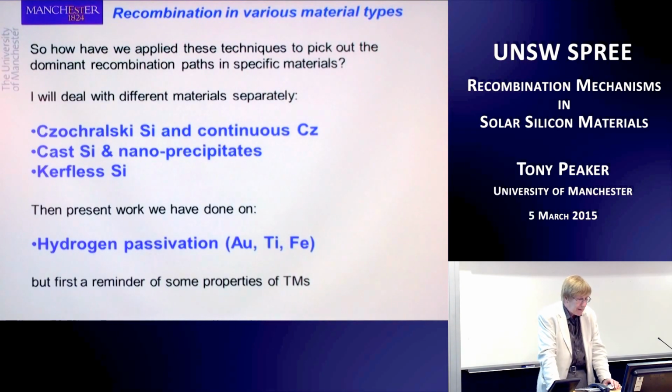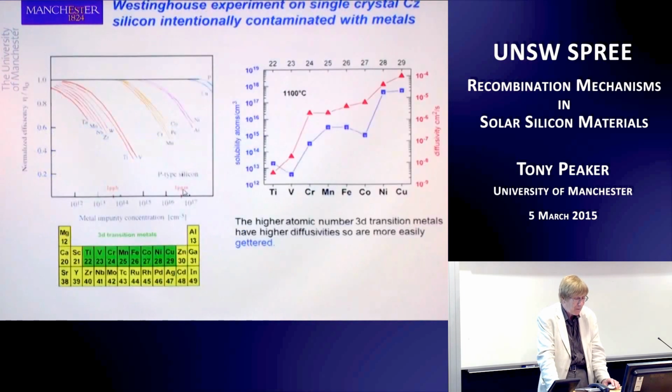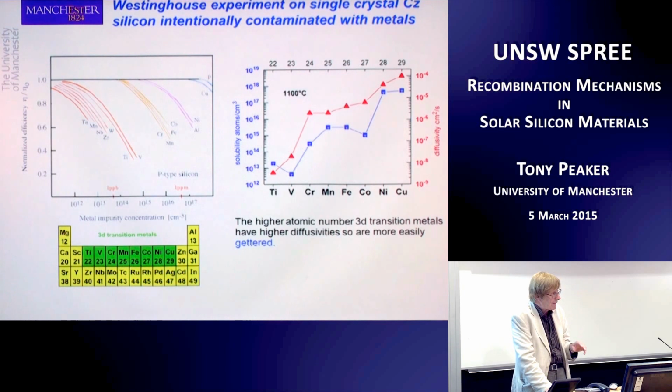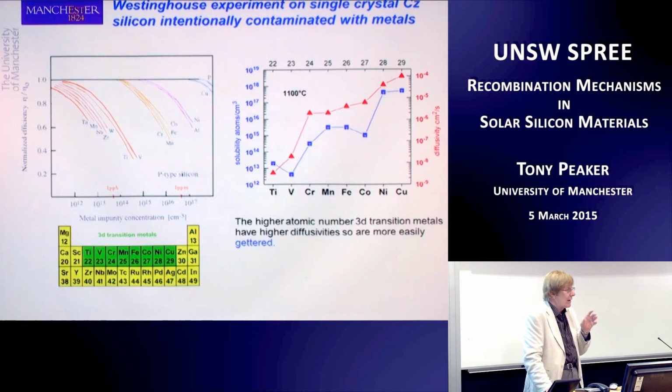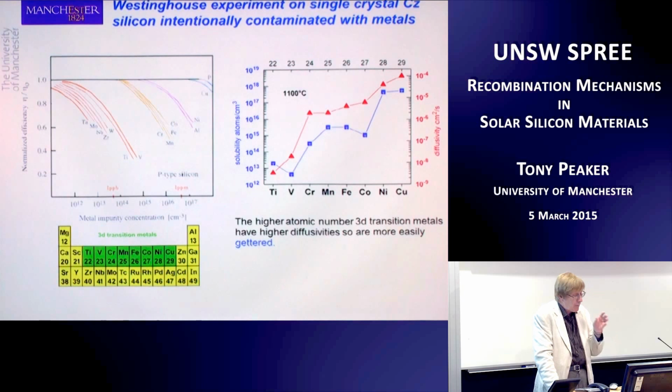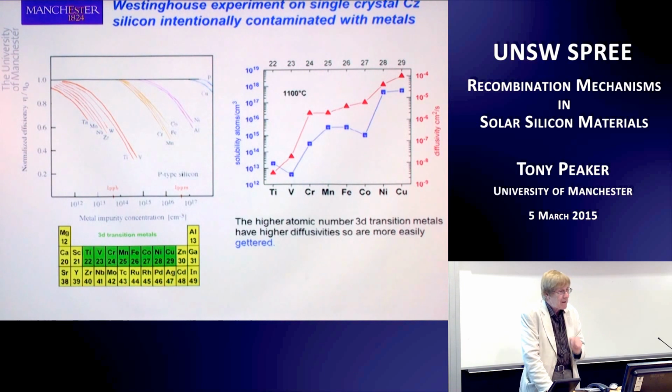So let's move on to the materials. As I've said, I'm going to deal with Czochralski and continuous Czochralski, cast, kerfless, and then hydrogen passivation. So let's first look at a very old but absolutely excellent bit of data from what was called the Westinghouse experiment. They threw lots of different transition metals and other things into the melt. They grew slices. They measured how much they put in the melt and how much was in the slice, so they got the distribution coefficient. And then they made solar cells.